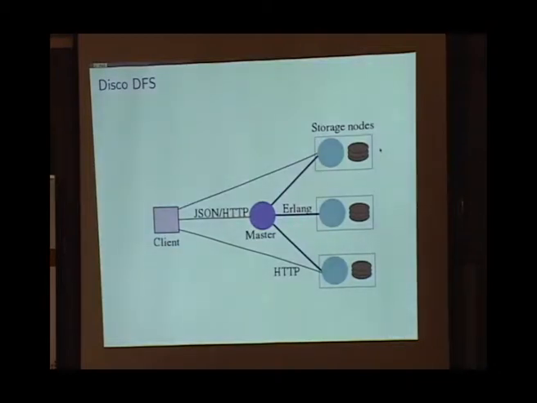So the distributed file system that comes with Disco has a very simple implementation. It's fairly similar to the compute infrastructure. There's a master node that coordinates a bunch of storage nodes which have locally attached storage. The client interacts with the master to get metadata about where the data is located, and it interacts with the bulk data directly over HTTP to the storage nodes. No bulk data goes through the master.